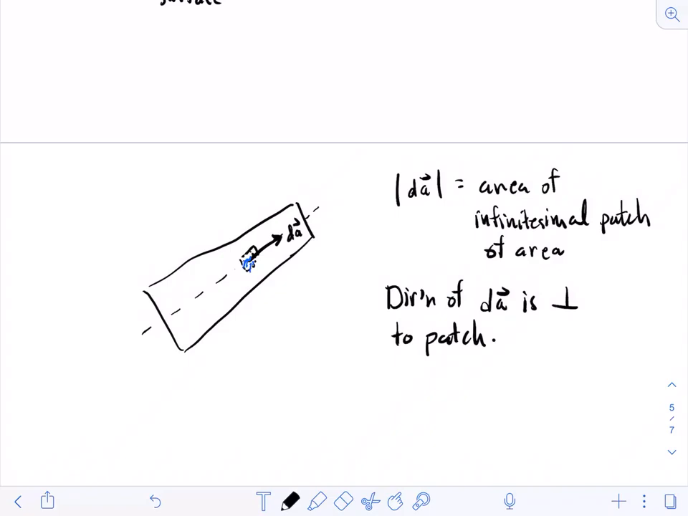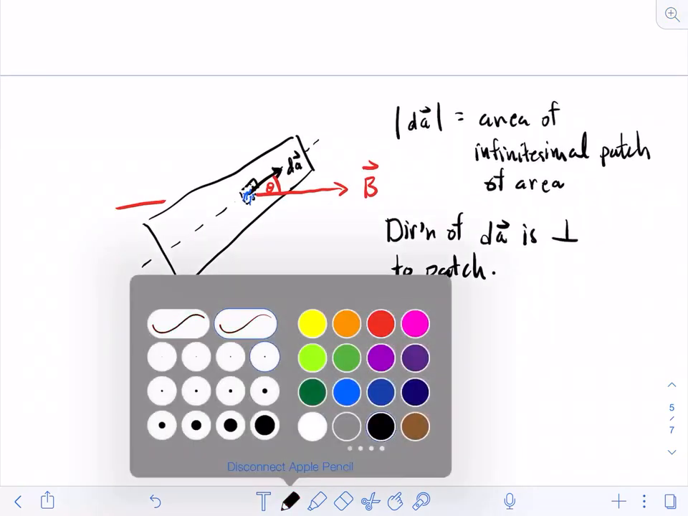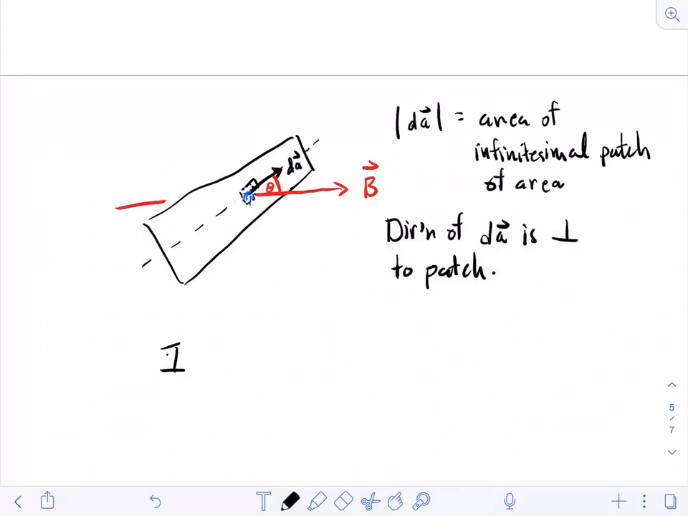Okay, and so then if we had some magnetic fields, and so I'll draw just a single magnetic field line, and let's suppose it's coming out in this direction, then the angle theta is the angle between dA and B. Okay, and so let's rewrite this flux expression.